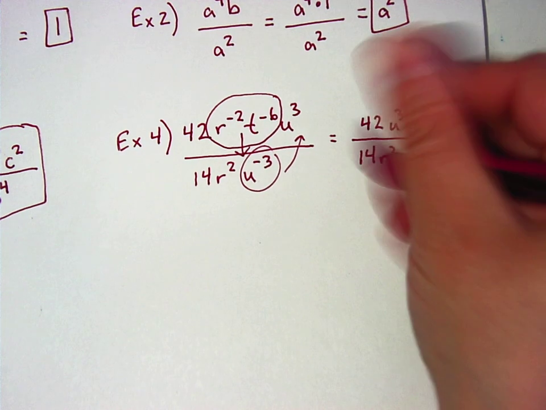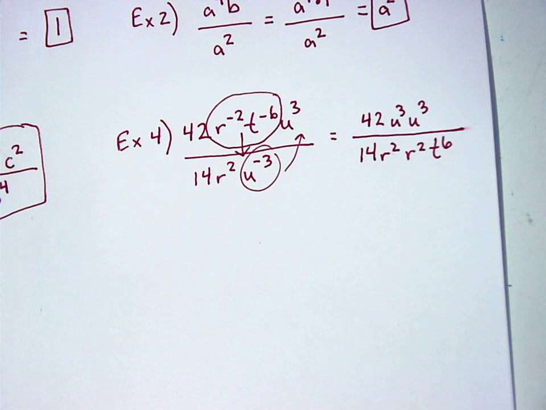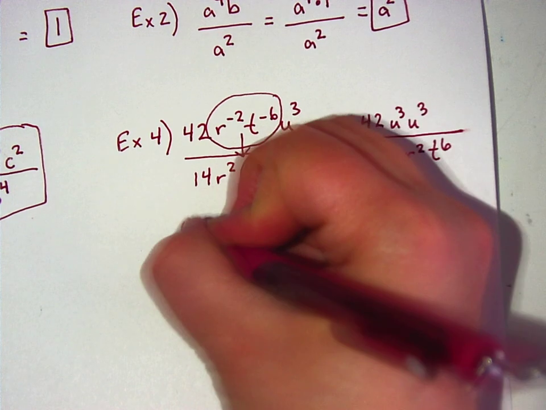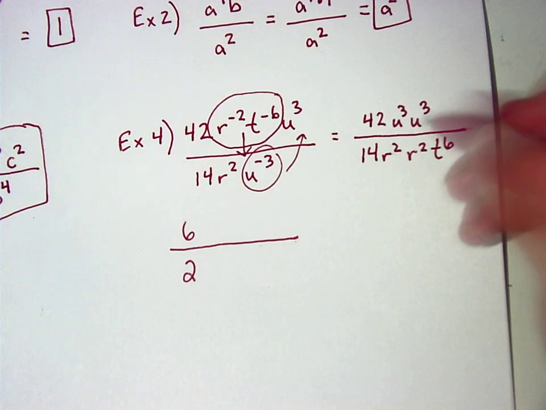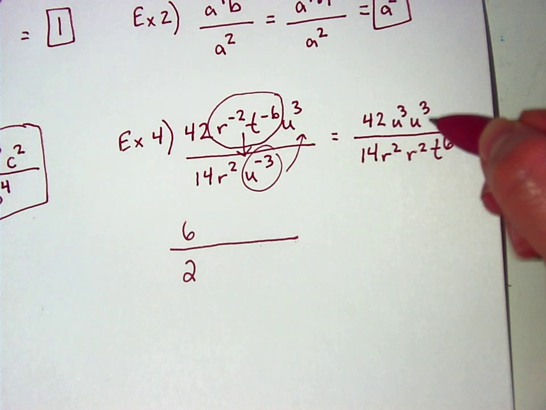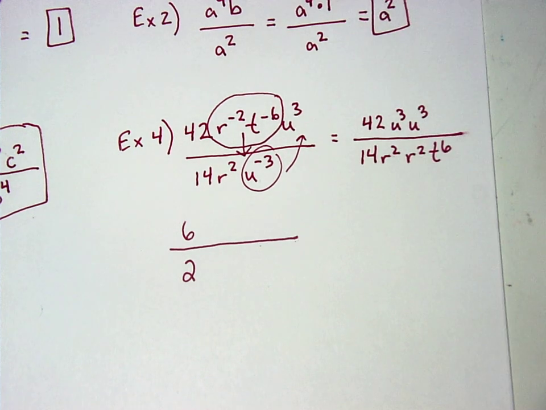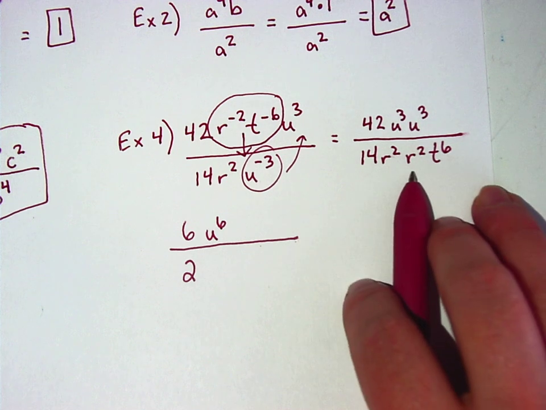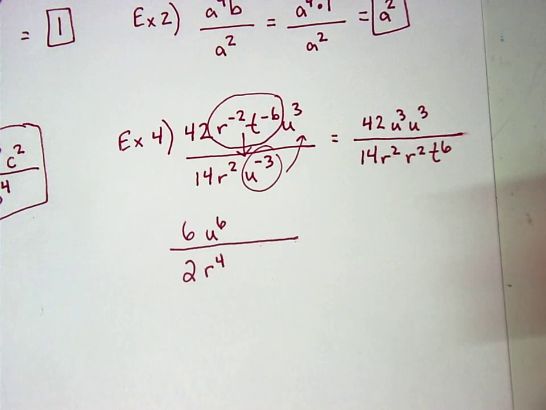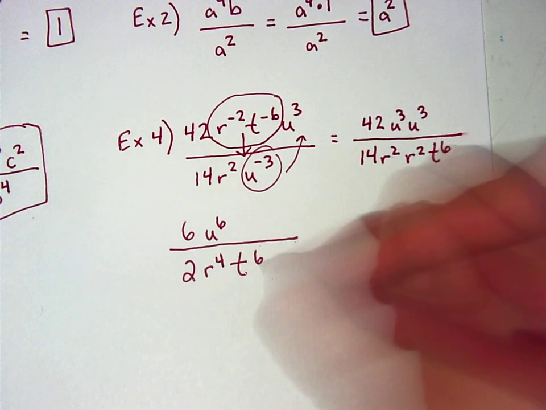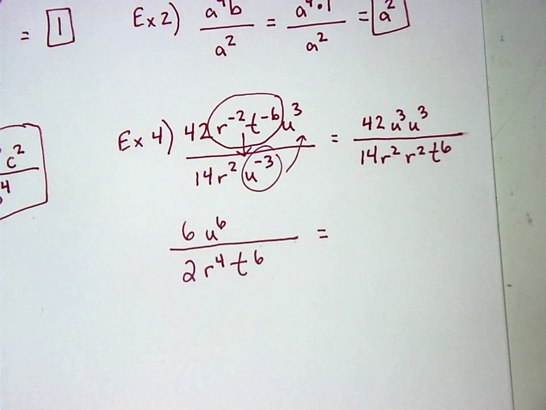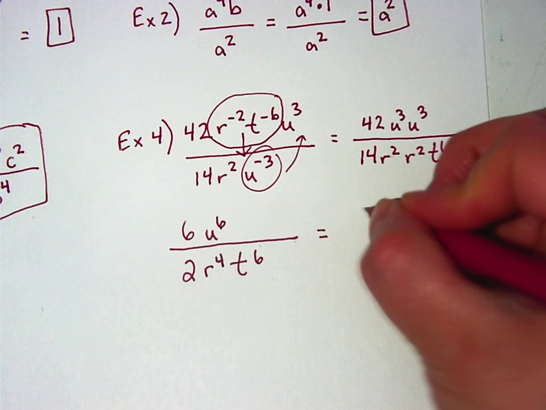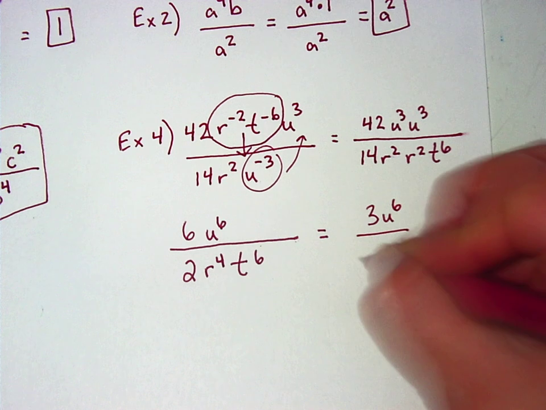Okay, let's reduce the 42 and the 14. What can we take out of 42 and 14? A 7, okay, which reduces it to 6 and 2. So a 6 on top, a 2 on the bottom. And then here I've got 3 u's and another 3 u's makes how many u's? 6 u's. I've got 2 r's and 2 r's, making r to the 4th, and t to the 6th. We can still reduce it a little bit more. How so? The 6 and 2 can be reduced to just a 3 on top. And that's the answer.